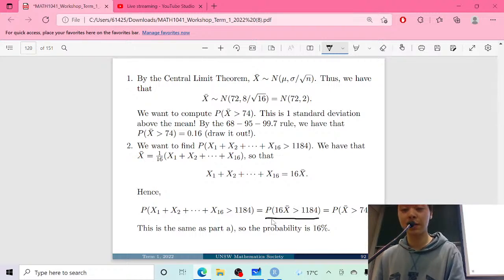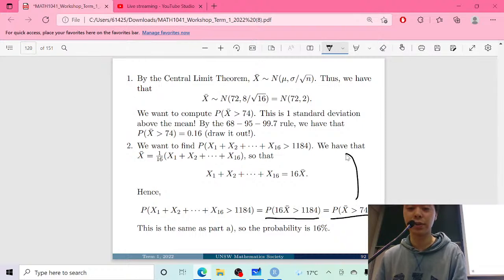What we can do is just divide by 16, and we get that the probability x bar is greater than 74. But remember that this is actually what we've already solved in the previous part. So both of the probabilities are exactly the same, and therefore the probability is also 16%.